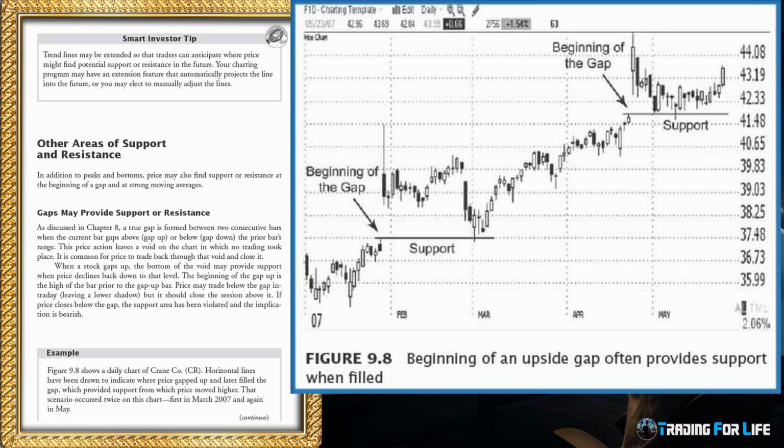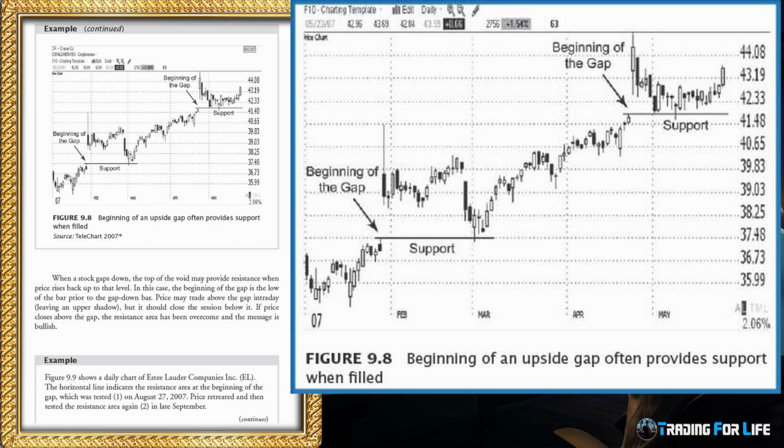Example: Figure 9.8 shows a daily chart of Crane Company (CR). Horizontal lines have been drawn to indicate where price gapped up and later filled the gap, which provided support from which price moved higher. That scenario occurred twice on this chart, first in March 2007 and again in May.